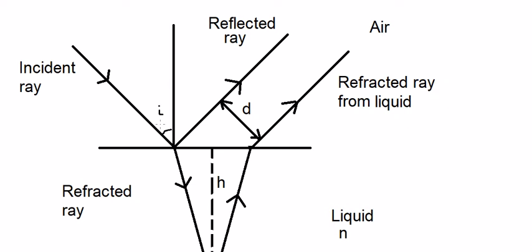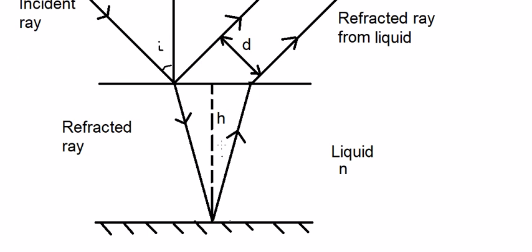The topic today is about finding the distance between the reflected ray and the refracted ray from the liquid. This question is from the Vietnam Graduate High School examination. The question asks us to find the distance between the two rays based on I, where H is the height of the liquid and N is the index of refraction.